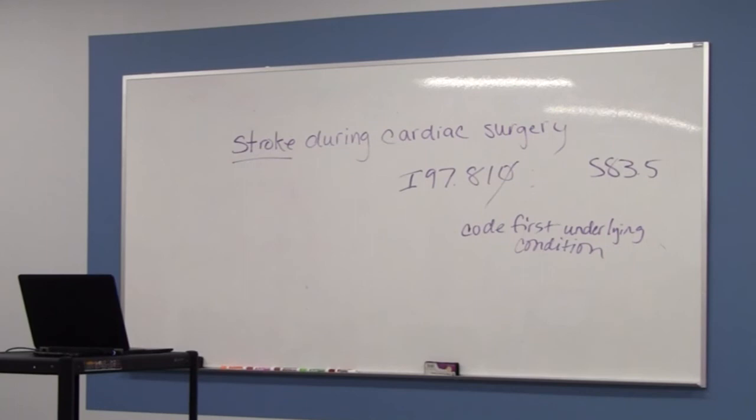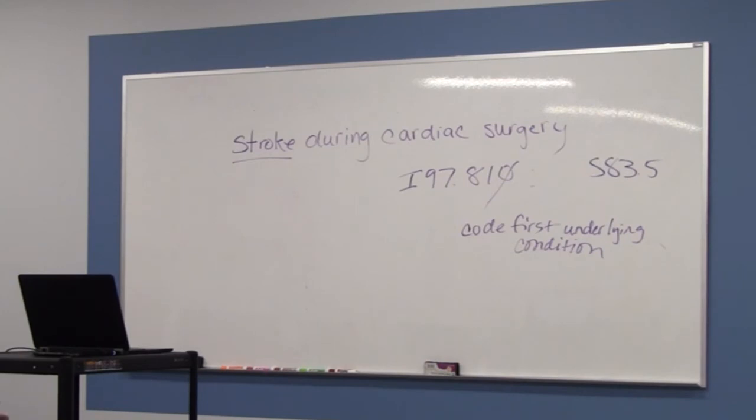Okay, here's S83. S83 is dislocation and sprain of joints and ligaments of knee, right? You go down, you see that little blue box, and it says, the appropriate seventh character is to be added to each code from category S83. There's that magical seventh digit it wants. It's not really a digit. Do you see it? Right here.